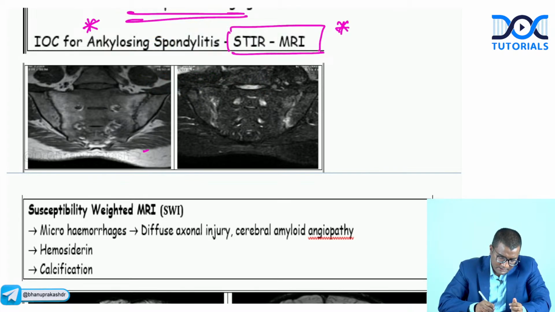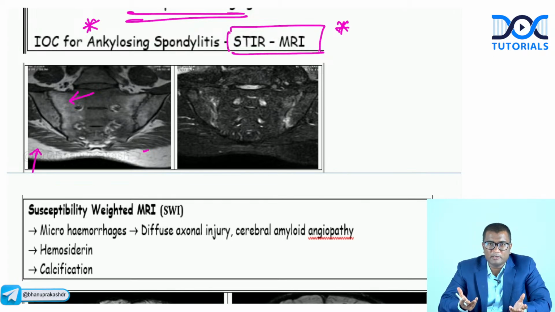So look at here. This is subcutaneous fat. It is white. I am looking at a sacroiliac joint. There is some white area. It could be normal bone marrow also. Bone marrow has fat. Fat is white on MRI. How to know whether there is any ankylosing spondylitis, any sacroiliitis or not?